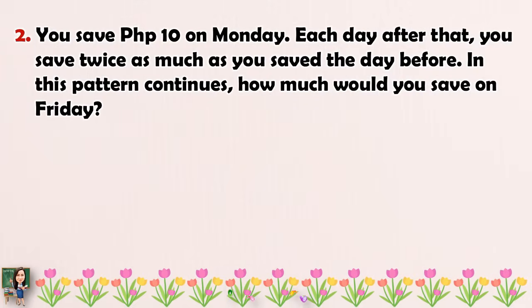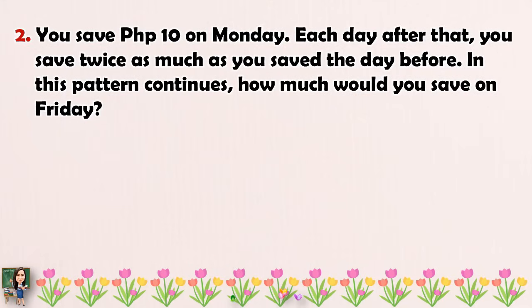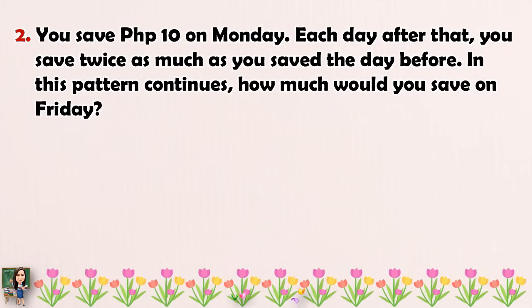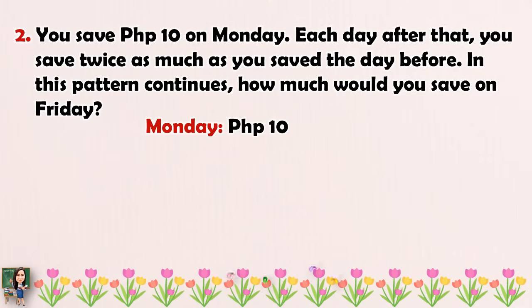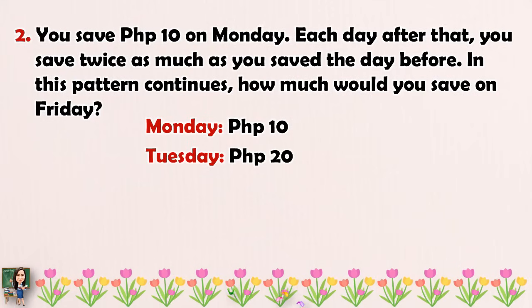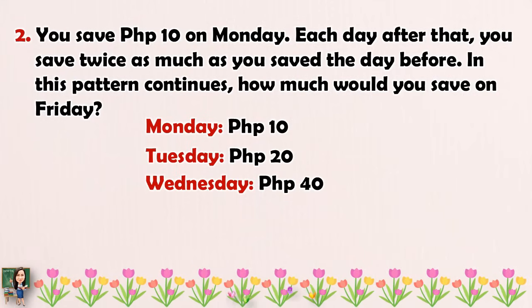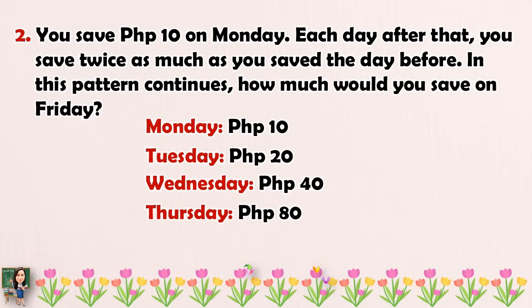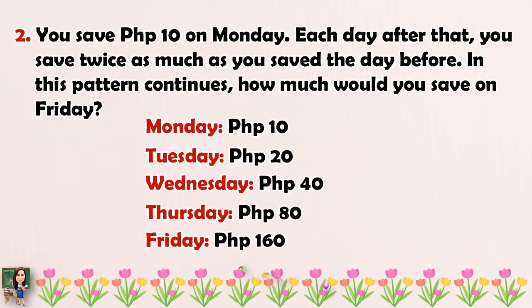Number 2. You save 10 pesos on Monday. Each day after that, you save twice as much as you saved the day before. If this pattern continues, how much would you save on Friday? So on Monday, you save 10 pesos. Tuesday, 20 pesos. Wednesday, you save 40 pesos. Thursday, you save 80 pesos. And Friday, you save 160 pesos.